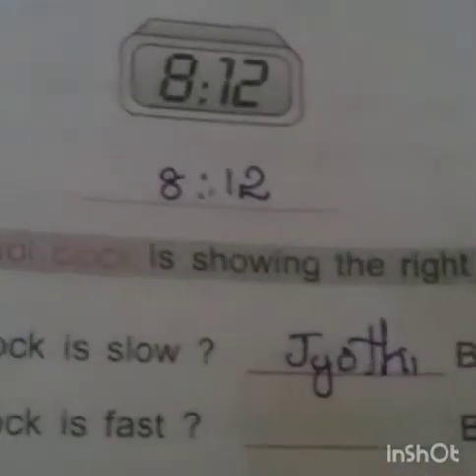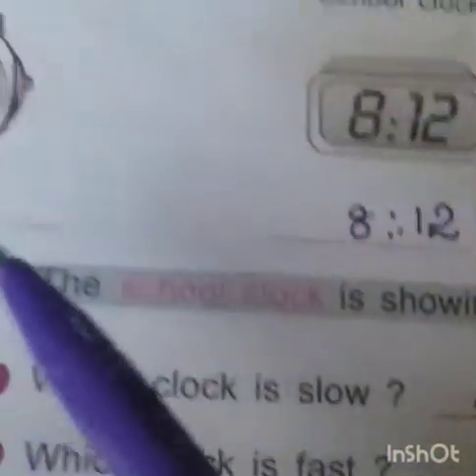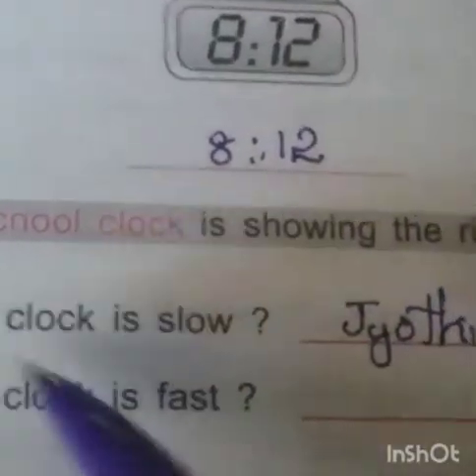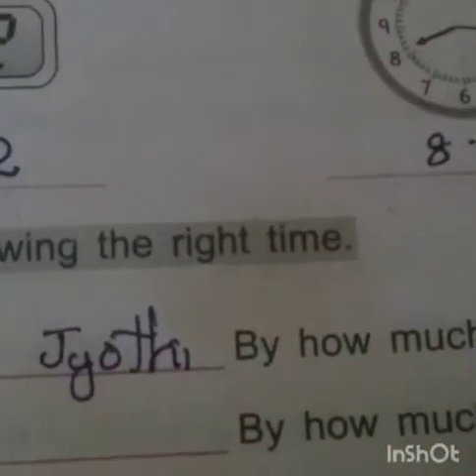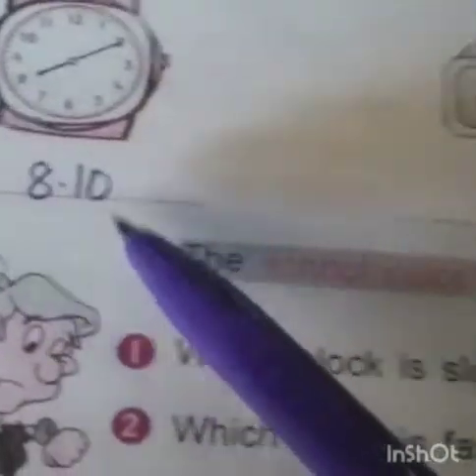Jyoti's clock is slow. Next, by how much? 8:12 is there here, 8:10 is there here. So how much less than this clock? 2 minutes. 12 minus 10? 2 only, no?